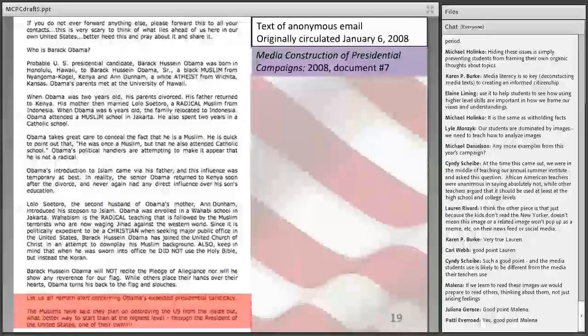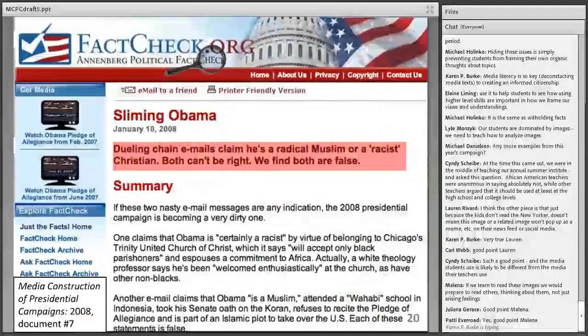The first of these is the text of an anonymous email. And for those of you who may not be able to read it on screen, I'm just going to read the highlighted section. This is an anonymous email that was sent out January 2008. This is relatively early, before the Iowa caucuses in the 2008 campaign season. Let us all remain alert concerning Obama's expected presidential candidacy. The Muslims have said they plan on destroying the U.S. from the inside out. What better way to start than at the highest level? The President of the United States, one of their own, triple exclamation points.